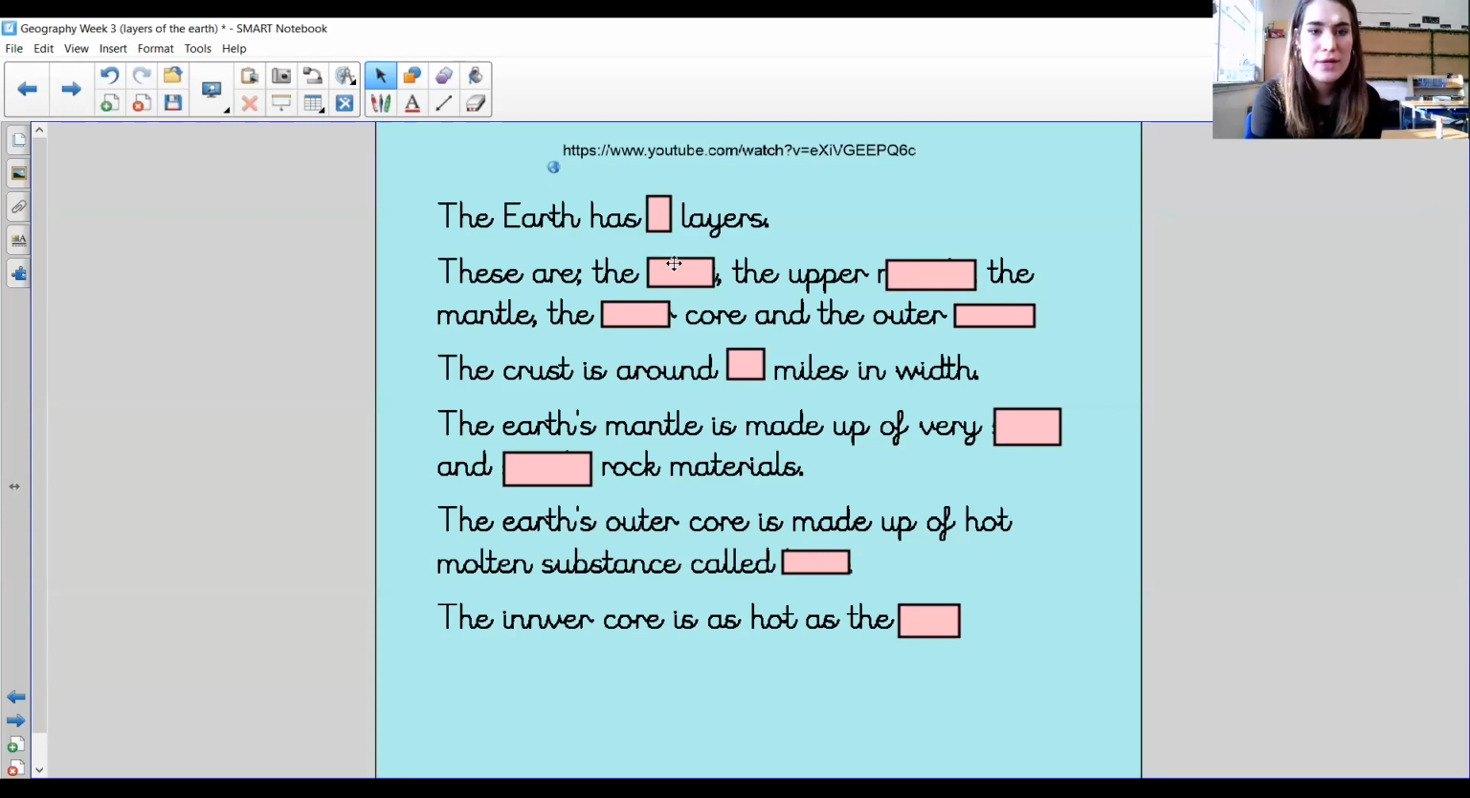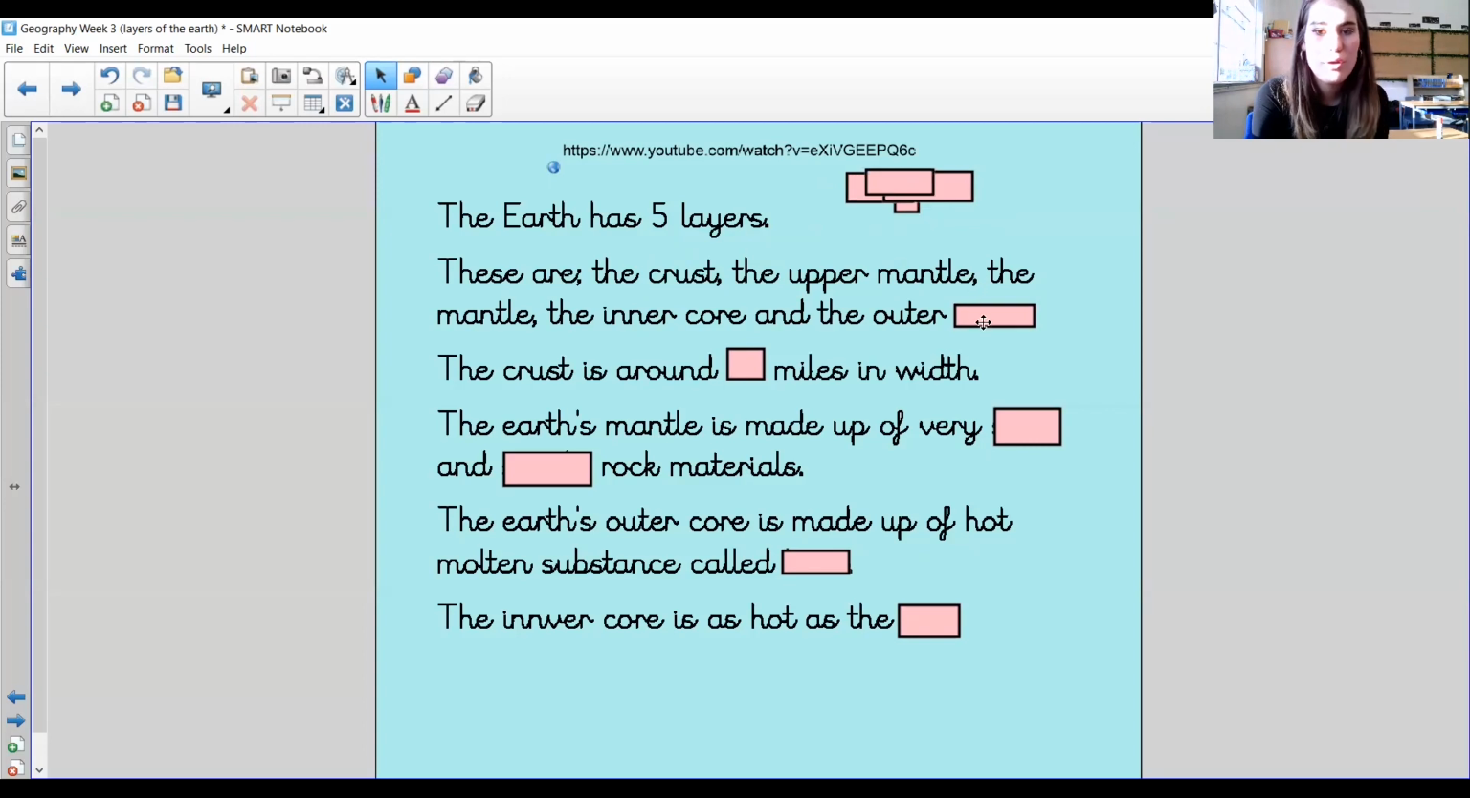If we have been successful in answering our questions, hopefully you're going to be shouting the answers along with me at home. So the earth has how many layers? Well, we can see it has 5 layers. These go in order: the crust, the upper mantle, the mantle, the inner core, and the outer core. They are the 5 layers that we need to learn that make up the earth.